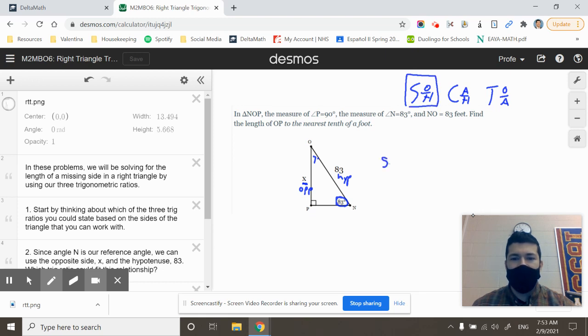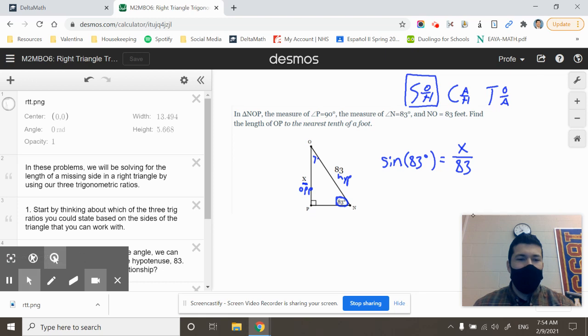So what I can say is the sine of angle N, but instead of angle N, I'm going to give it the actual value. The sine of 83 degrees is equal to the opposite side, which is x, divided by the hypotenuse, which measures 83. That's just a coincidence; it has nothing to do with the 83-degree angle.